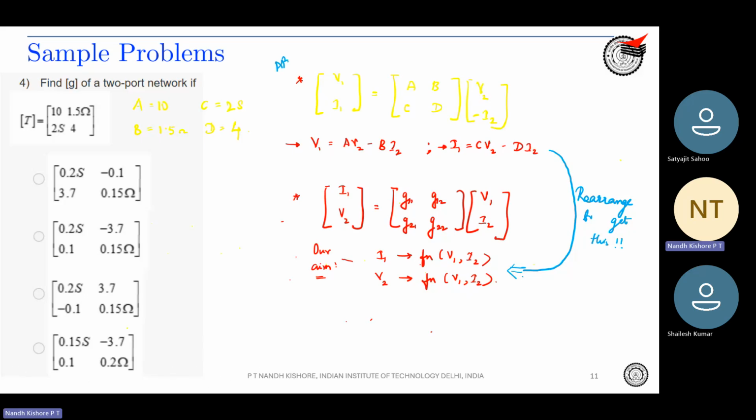So this is your ABCD parameters and this is your G parameters. To convert from any parameter to another, or any equation or network, what you need to do is write down and figure out your end goal, right? Our end goal over here is to get I1 as an expression of V1, I2 and to get V2 as an expression of V1, I2, which means that in my final expression, I want only V1 and I2. If I have anything else, I will try to eliminate it.